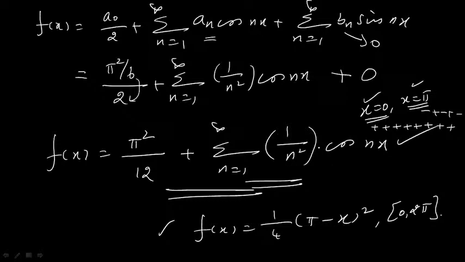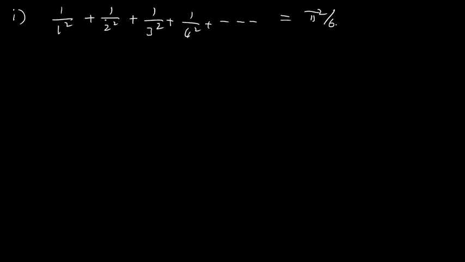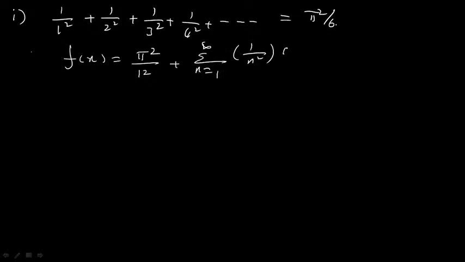So look at here, what we are going to deduce: 1 by 1 square plus 1 by 2 square plus 1 by 3 square, that is the sum of the series. For the sum of the series, I am going to write the general Fourier series representation here once again, that is pi square divided by 12 plus sigma n varies from 1 to infinity 1 divided by n square cos nx, right? So to deduce this series, I am going to put x equal to 0, because x equal to 0 gives you the sum of all positive terms of the series.